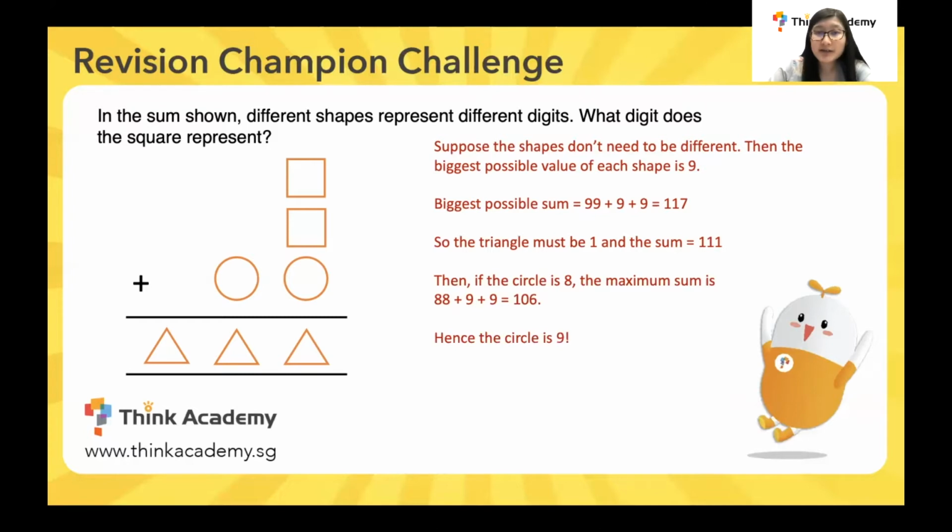So if the circle is 9, then what is the square? Well, from here we know that 111, which is the 3 triangles, is equal to 99, the 2 circles, plus 2 squares. And so 2 squares is equal to 111 minus 99, and each square will be that value divided by 2, which then gives us 6.